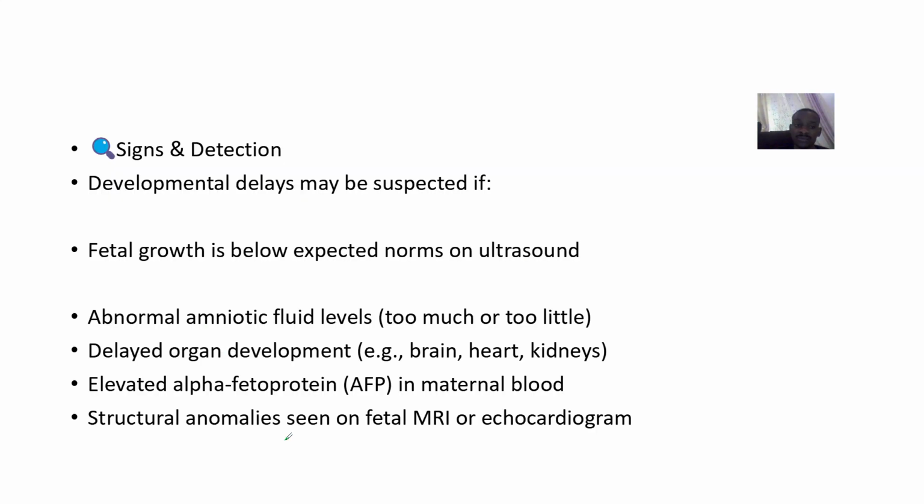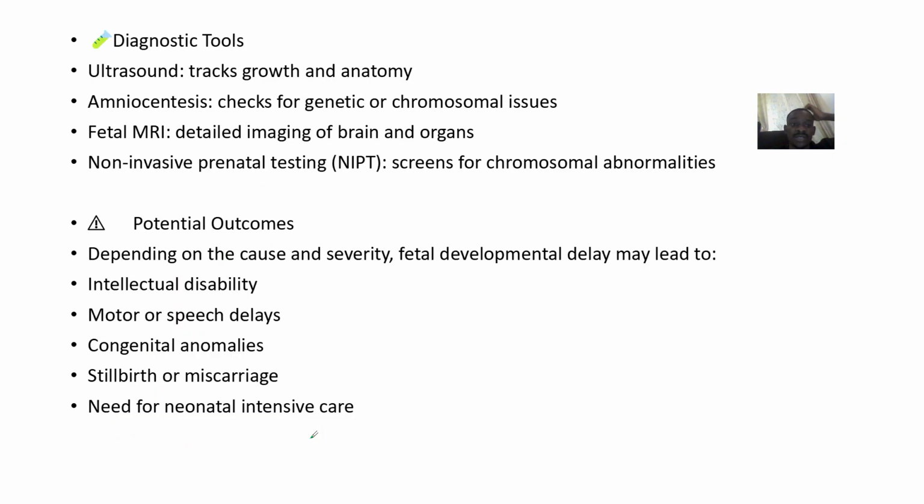Okay, so the signs and detection are this: if the fetal growth is below expected norms on an ultrasound; if you are checking the amniotic fluid and it is abnormal, the levels are too much, that's polyhydramnios, or too little, that's oligohydramnios. If there's delayed organ development, so there's some particular organ that is supposed to develop at this stage, and even at that stage you're not seeing it. Elevated alpha fetoprotein, structural anomalies. If you do all those imaging studies, then you're seeing issues with the structure and all of that.